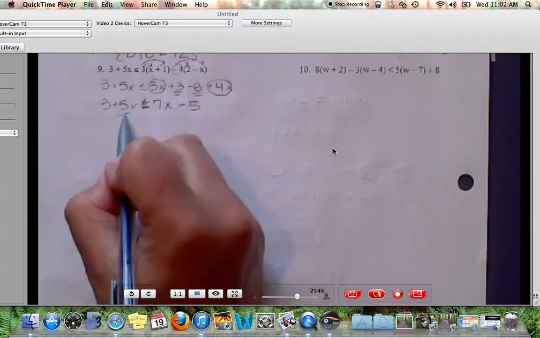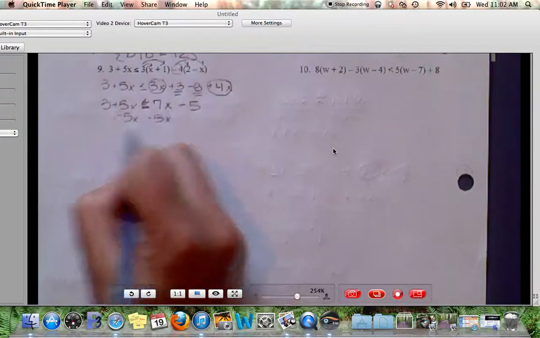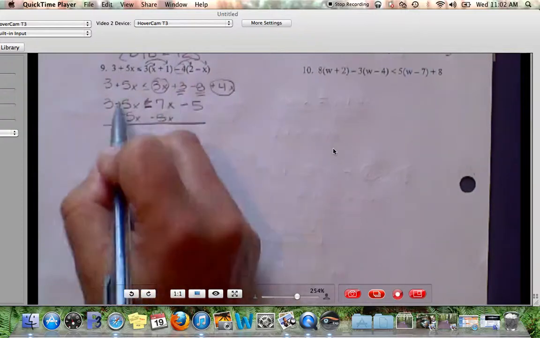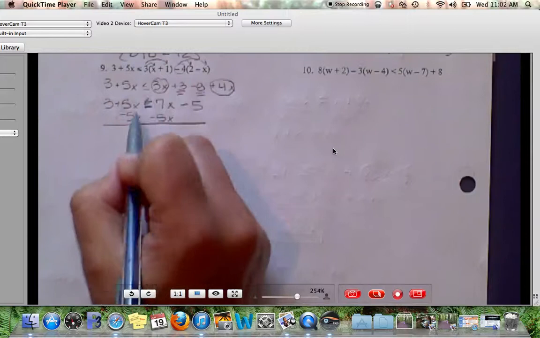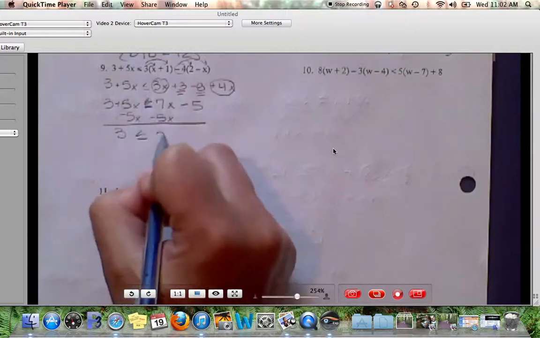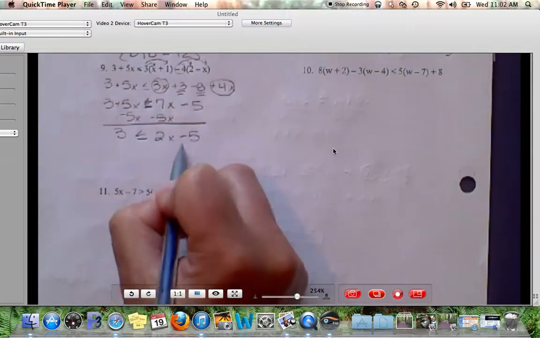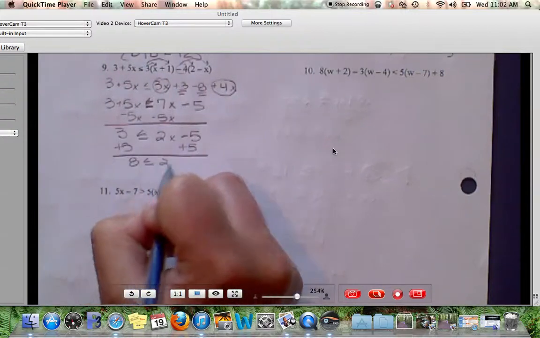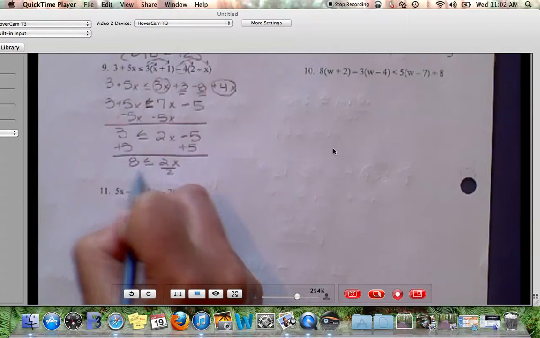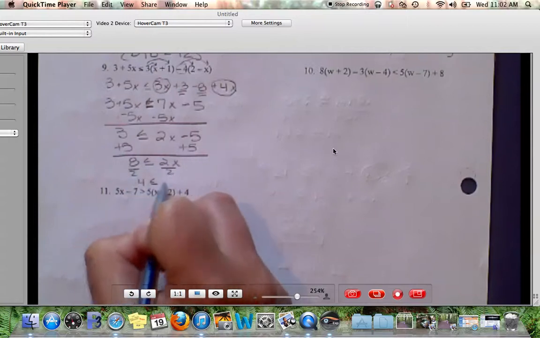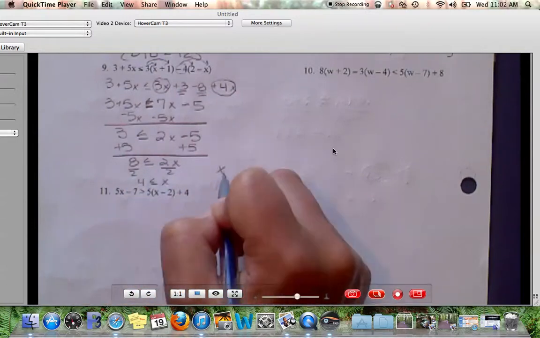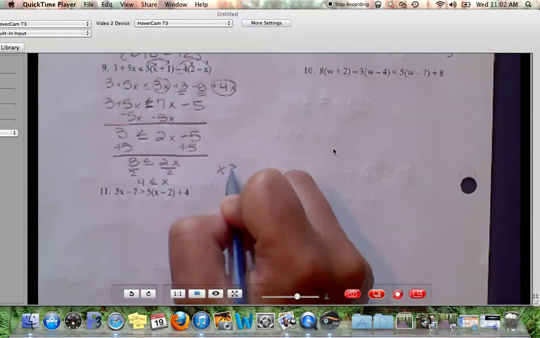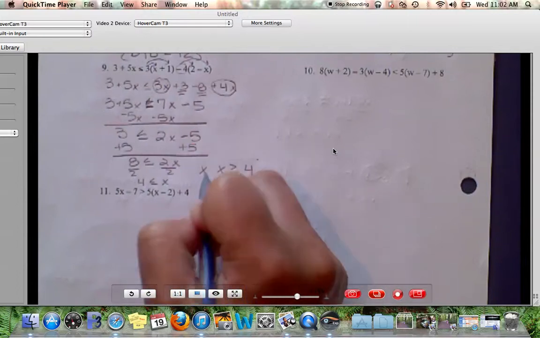So we're going to move this 5x over because it's the smallest. This isn't the only way. You could move the 7x over if you want to get the variables on the left. So we get 3 is less than or equal to 2x minus 5. Add the 5. We get 8 is less than or equal to 2x. Divide by 2. 4 is less than or equal to x. And then flip it over. X is greater than or equal to 4.